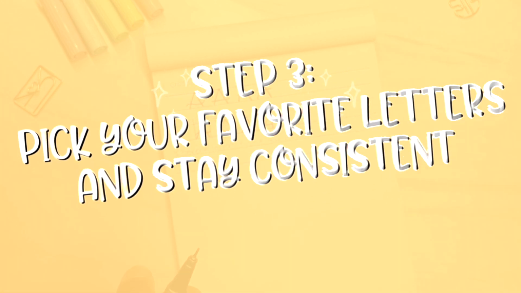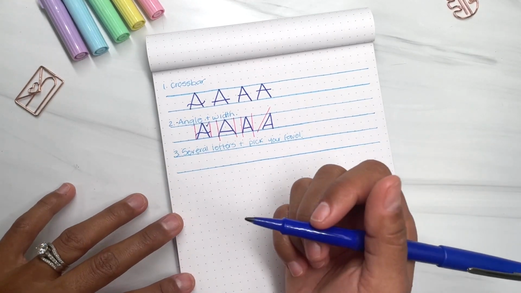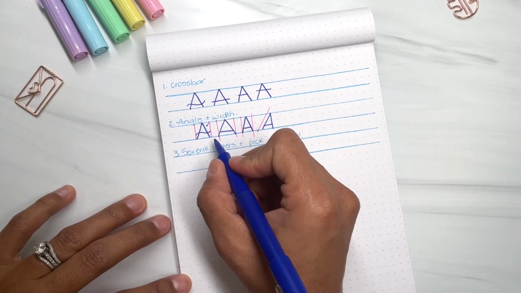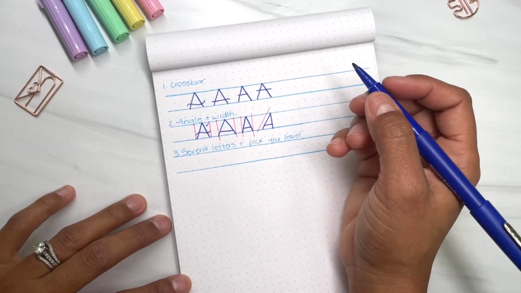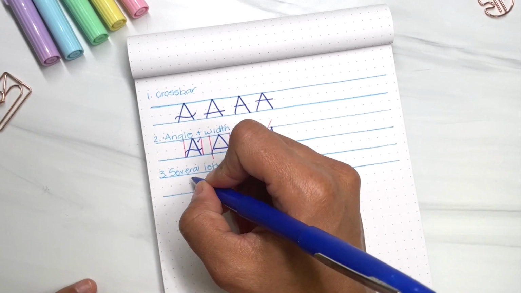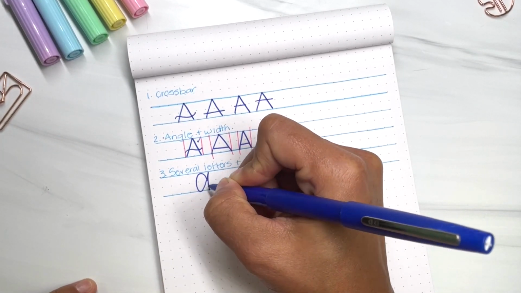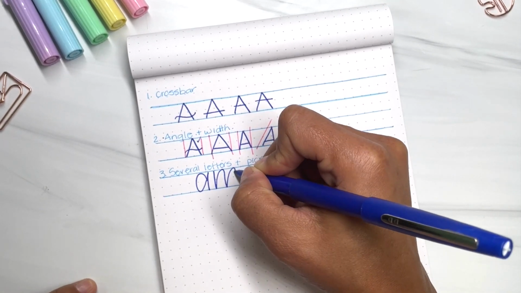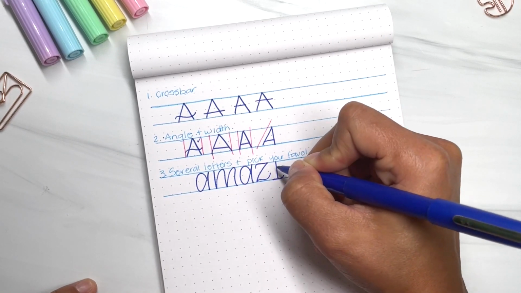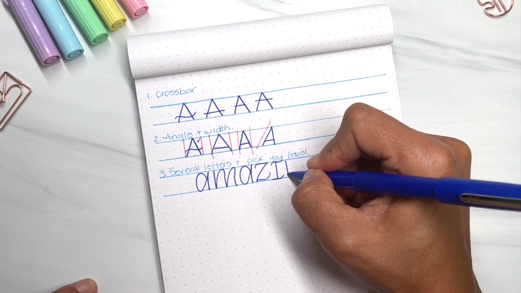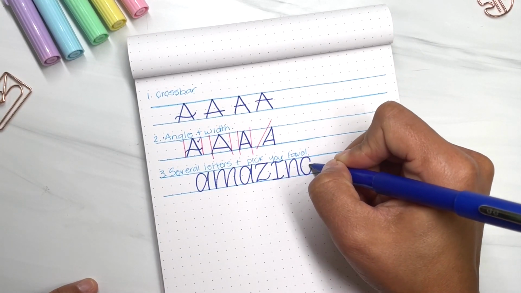Now, my third tip is for you to look at several lettering styles and pick your favorite. For example, another thing that I do sometimes is that for the A, instead of doing an uppercase A, I combine the uppercase with the lowercase. For example, let's say we're going to write amazing, I will use a lowercase a, and then I also use a lowercase n, and then everything else I keep in uppercase.